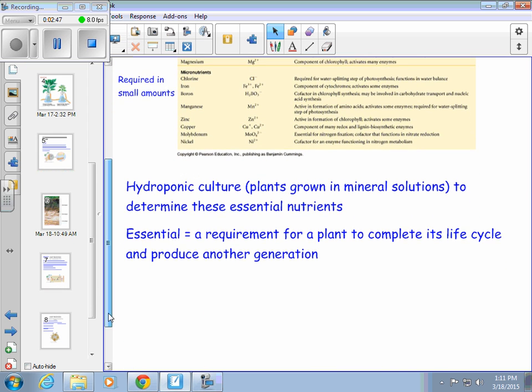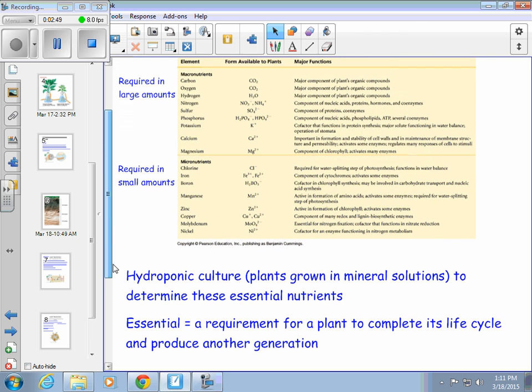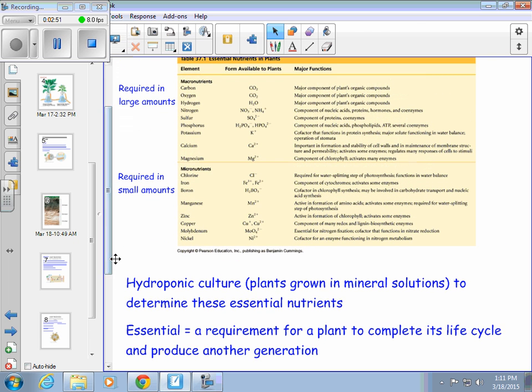A term that you might not be familiar with is hydroponic culture. All of the information in this data table, we have because of a process called hydroponic culture. This is when plants are grown in mineral solutions as opposed to soil. They have done this in order to figure out what are the essential nutrients that are needed for plants. And by growing them in mineral solutions, that's how a chart like this was devised.